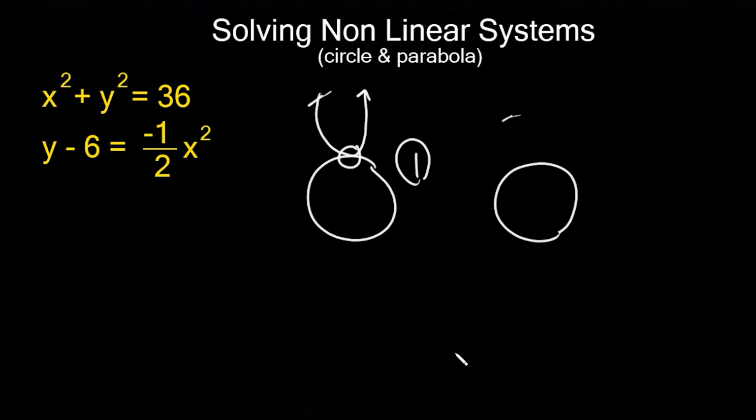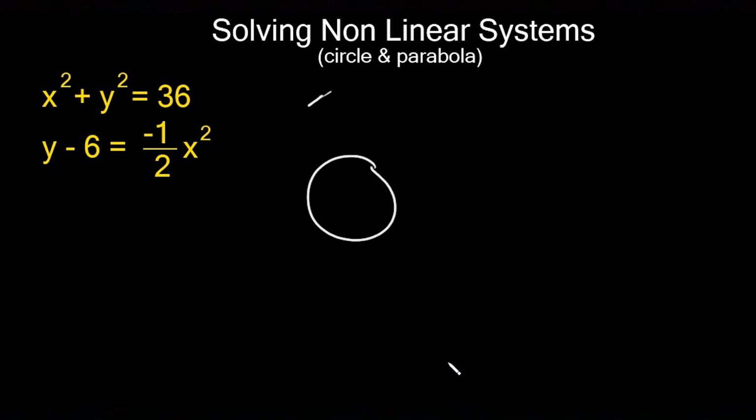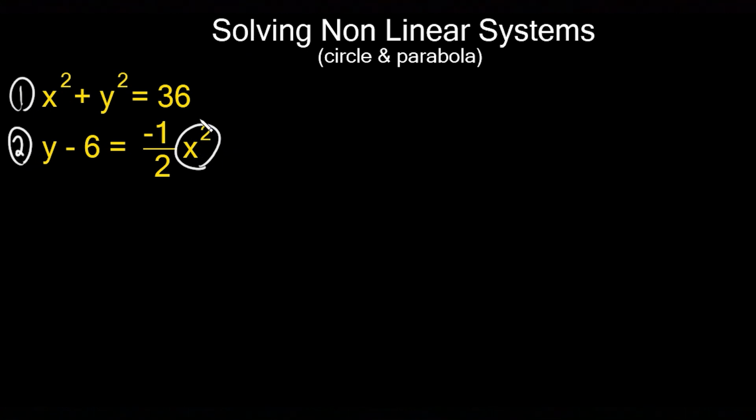Now, you can do this problem by using elimination or substitution, just like you would when you're solving a linear system of equations. But this one, I'm going to use substitution. In particular, if I look at equation 2, which is right here, and this will be equation 1, if I isolate x squared, I can then plug that into my x squared up here on equation 1. To isolate x squared, all I have to do is multiply all of my terms by a negative 2. That will get rid of this negative half, and then I'll have x squared isolated.